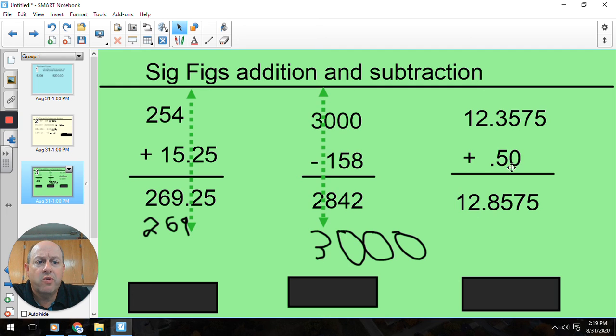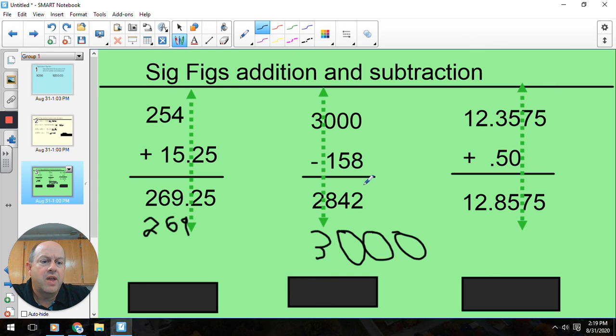One last one: 12.3575 plus 0.50. This one is significant all the way out to the 10,000ths. This one is only significant to the hundredths, since the 0 does count. So our answer is going to be significant to the hundredths as well. So we would round that to 12.86. And that's going to be our answer.